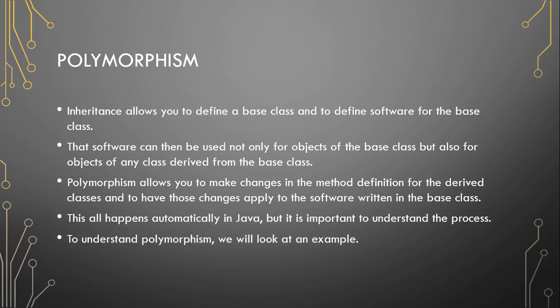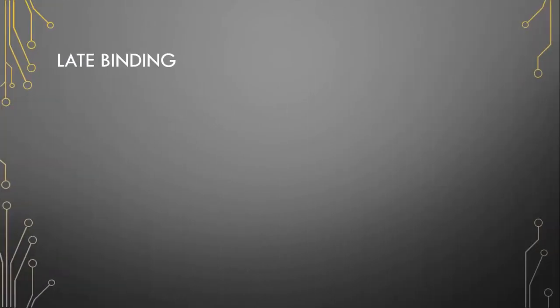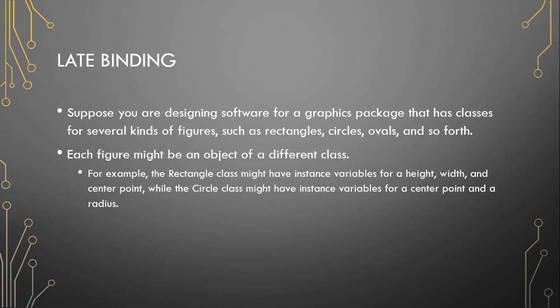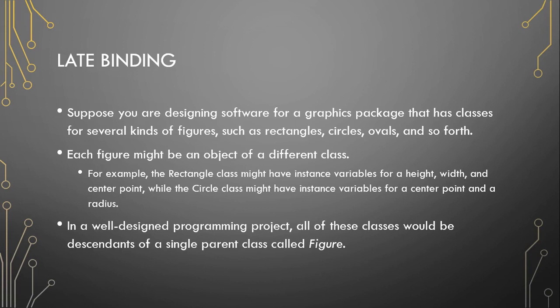Now, to help us better understand polymorphism, let's look at an example. Here we're going to be talking about late binding. Suppose you're designing software for a graphics package that has classes for several kinds of figures, such as rectangles, circles, ovals, and so forth. Each figure might be an object of a different class. For example, the rectangle class might have instance variables for height, width, and center point, while the circle class might have instance variables for center point and radius. In a well-designed programming project, all these classes would be descendants of a single parent class called figure.